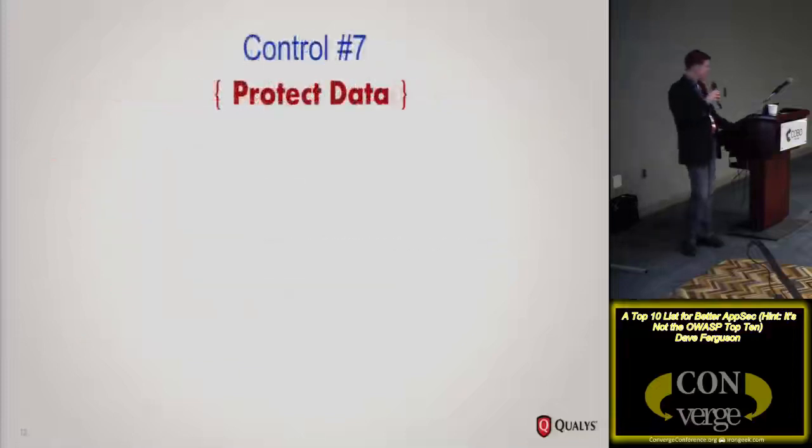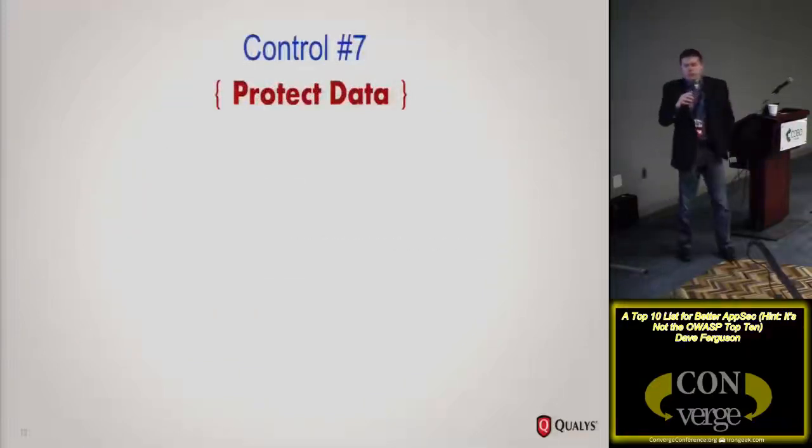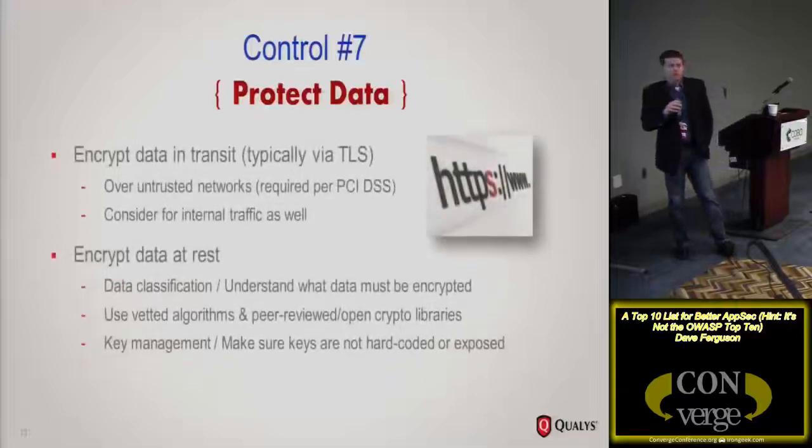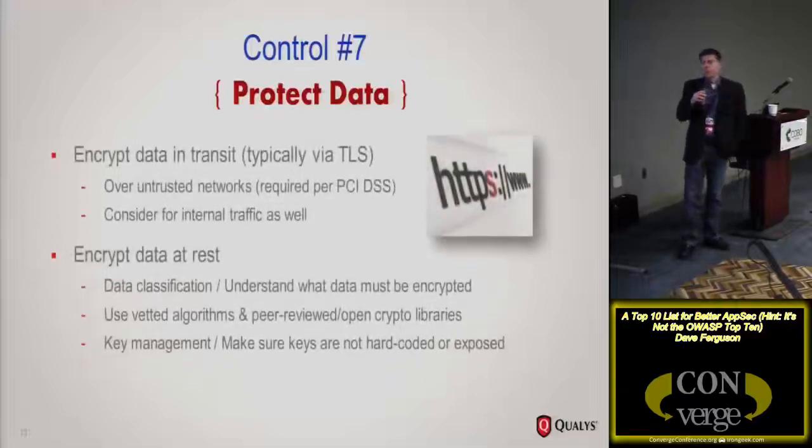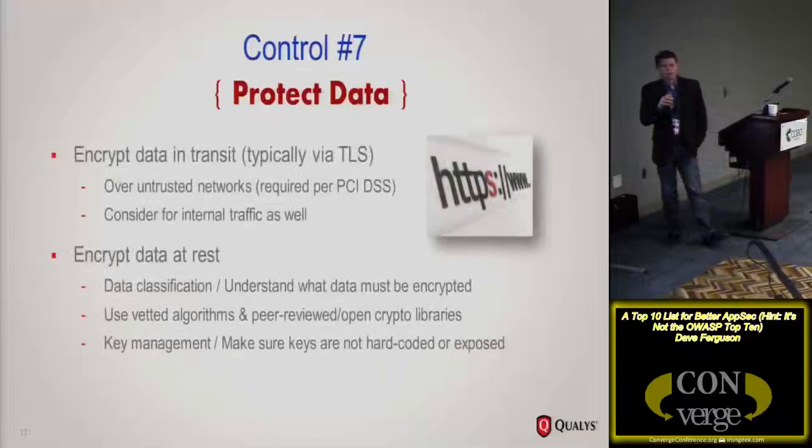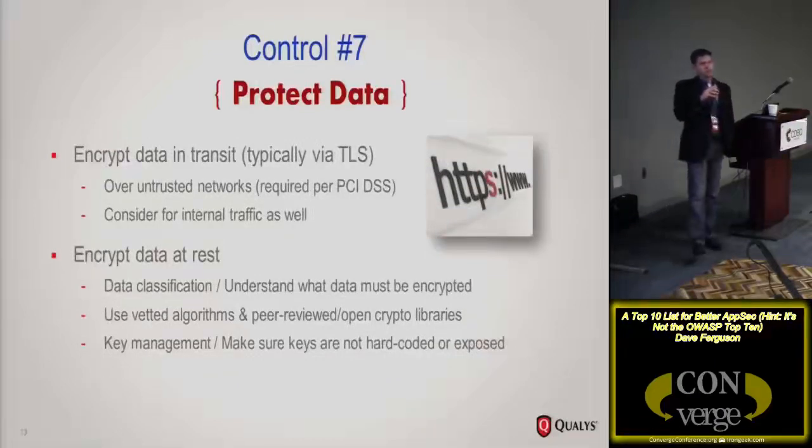Control number 7 is protect data. So that's pretty generic sounding, right? So what does that mean? Well, it means a lot of different things, to be honest. One of the most obvious is encryption of data. Encryption of data at rest, encryption of data in transit.